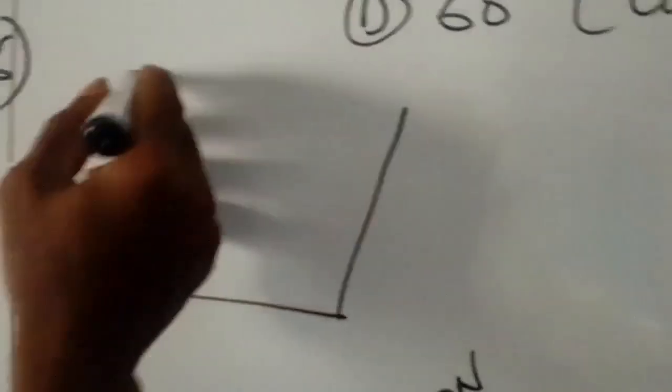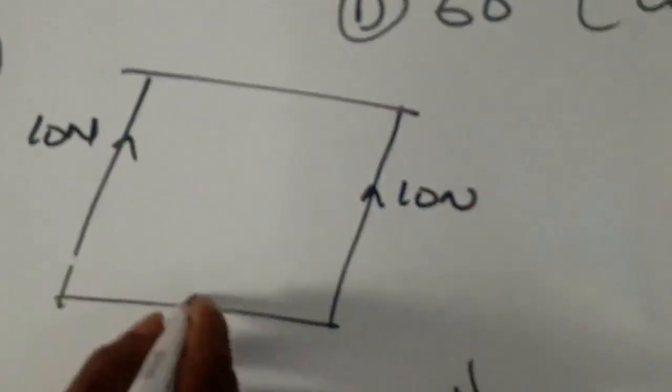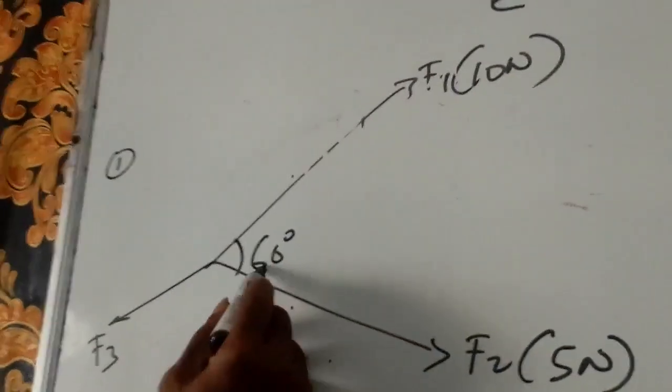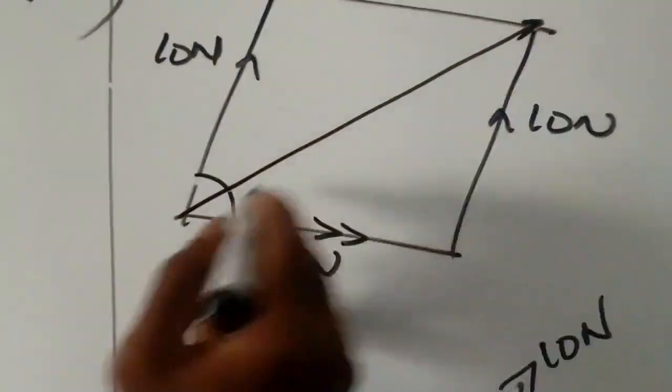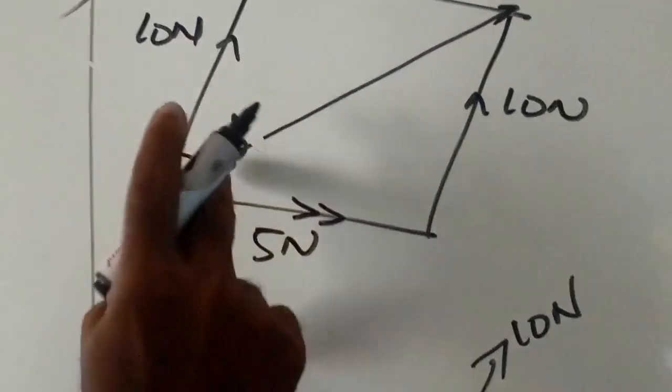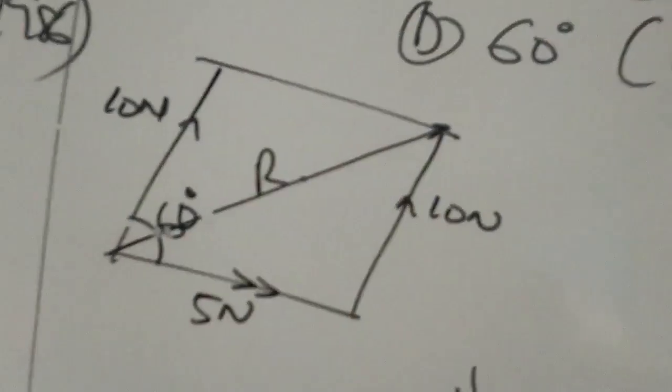So we'll draw a parallelogram here. Take this side as F1, which is 10 Newton, and this side as F2, which is 5 Newton. The angle between F1 and F2 is 60 degrees. Then we draw our resultant line. The resultant is what we're looking for, and it is equivalent in magnitude to F3, the equilibrant force.